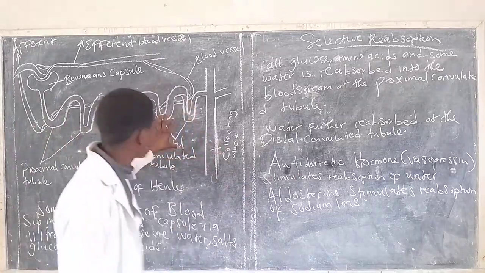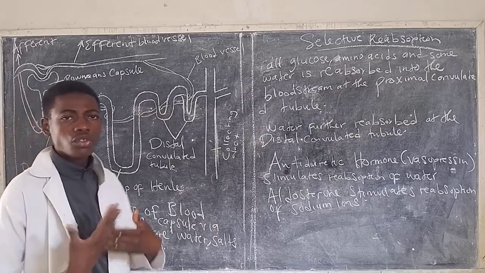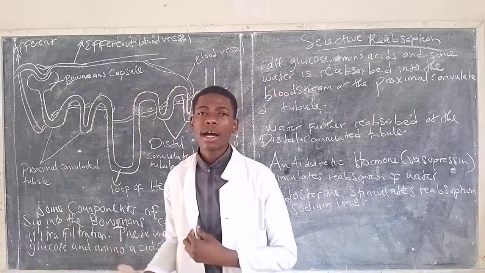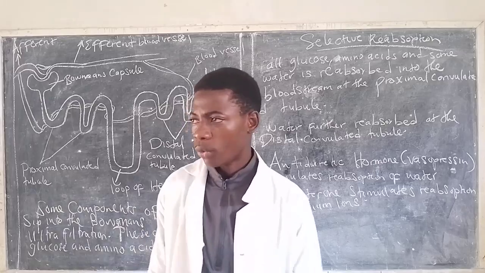So this is the structure of the nephron. When we look at the nephron, it has these parts. Each part has its own function, and you are required in an exam to identify them. It can come in paper 1 as well as paper 2.